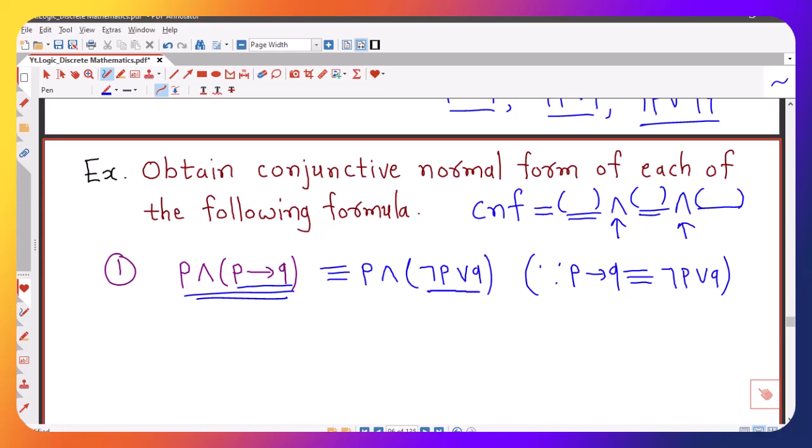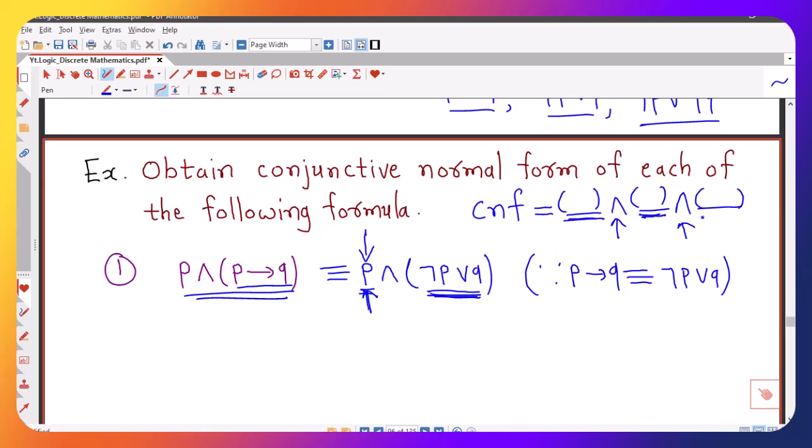Now we can see that this is nothing but an elementary sum: negation P or Q. We can consider a single variable as an elementary sum as well as an elementary product. So here we consider P as an elementary sum. So we have two elementary sums, the variable P and negation P or Q, and they are connected by the AND operator. So this is nothing but a conjunction of elementary disjunctions, or a product of elementary sums.